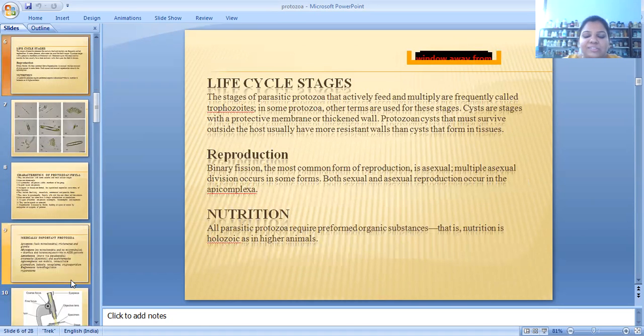Next, life cycle stages. A very important thing about protozoa is that during their whole life cycle, at some point they need to do the process of cyst formation. Cysts, as we all know, are structures found external to the cell wall for protection. Reproduction is both sexual and asexual, but generally they reproduce by binary fission. Nutrition, as we discussed, may be holozoic.